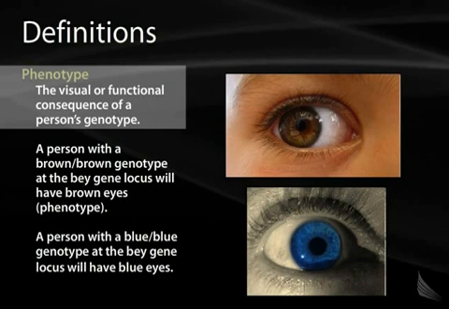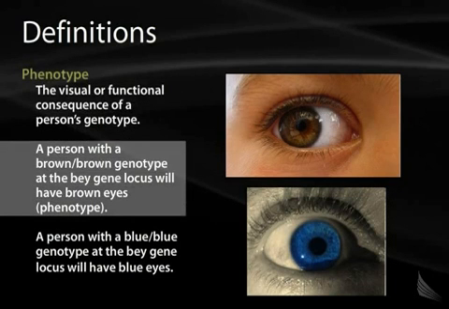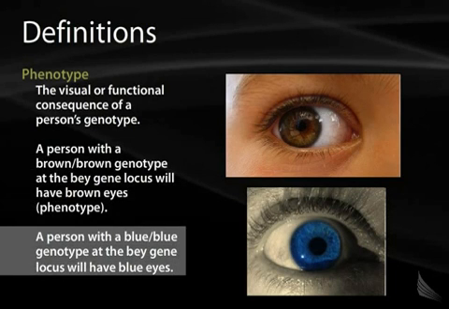A phenotype is the visual or functional consequence of a person's genotype. For example, a person with brown-brown genotype at the BEY gene locus will have brown eyes. That's their phenotype. So the brown and brown would be the two alleles that they have. The BEY is the gene, and their phenotype is brown eyes. Now a person that has blue-blue genotypes at the same gene will have blue eyes.